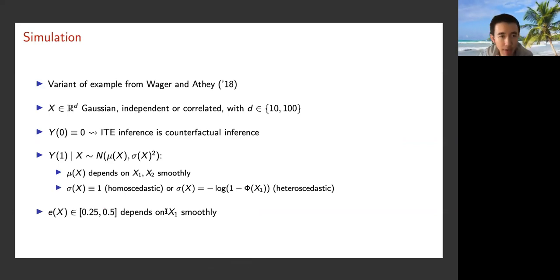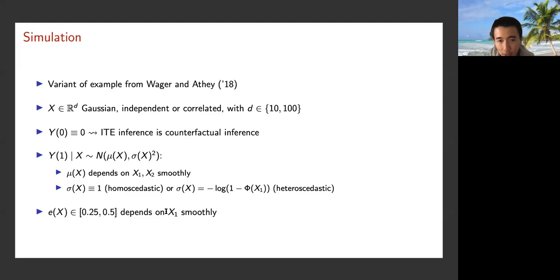This simulation is a variant of the example from the causal forest paper. In this case, we generate the covariate as multivariate Gaussian with either independent or correlated features, and with dimension either 10 or 100. For simplicity, we set Y0 to be 0, in which case the ITE inference reduces to counterfactual inference, because we no longer need to make inference on Y0. We also generate Y1 as a conditional Gaussian variable, with the mean function depending on X1 and X2 smoothly. The standard deviation can be either homoscedastic or heteroscedastic. In the heteroscedastic case, it's a very simple function, and this is a very sparse function.